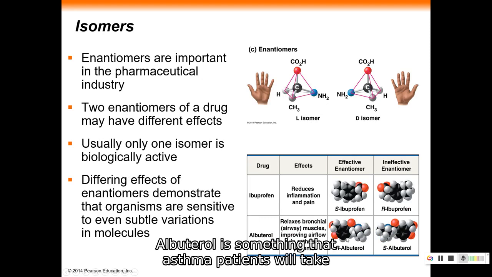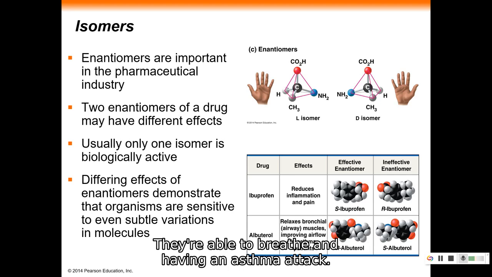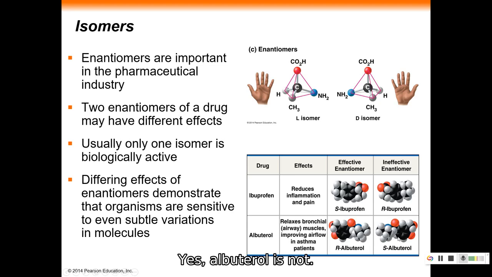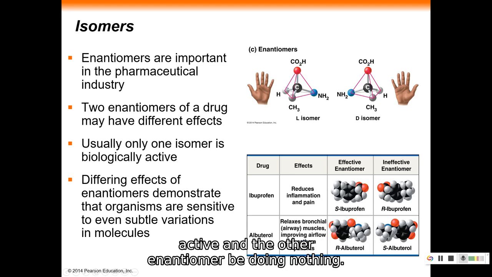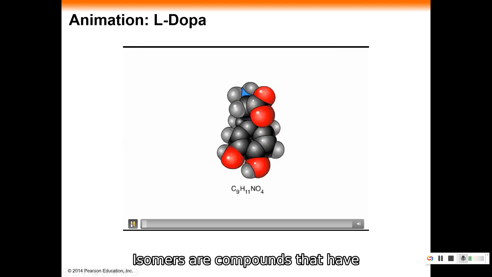Albuterol is something that asthma patients will take typically through an inhaler to relax their bronchial muscles, to relax their airway, so that they're able to breathe when they're having an asthma attack. This R-albuterol is effective at doing all of that. The S-albuterol is not. And again, you can see they're just mirror images of each other. So organisms are sensitive to even subtle variations in molecules, so that one enantiomer can be active and the other can be doing nothing. So let's watch this video about DOPA.